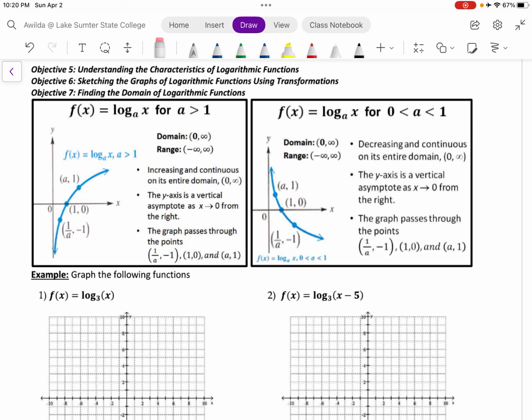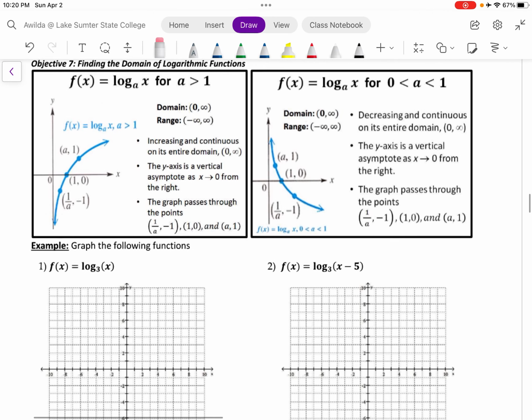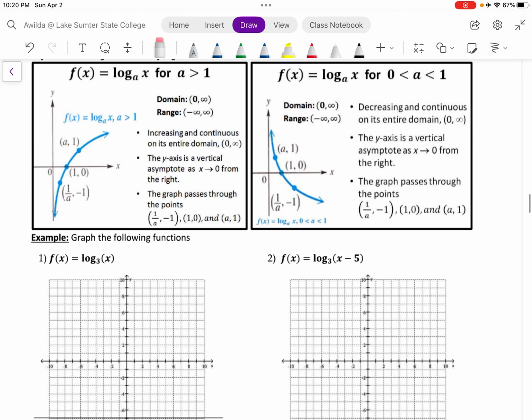Let's take a look at some examples. In fact, we're going to use a parent function, and then we're going to use a transformation to show you that transformations are also possible with these types of graphs. Now, it's important to note before we dive into the example we have here that logarithmic functions and exponential functions are inverses of each other.